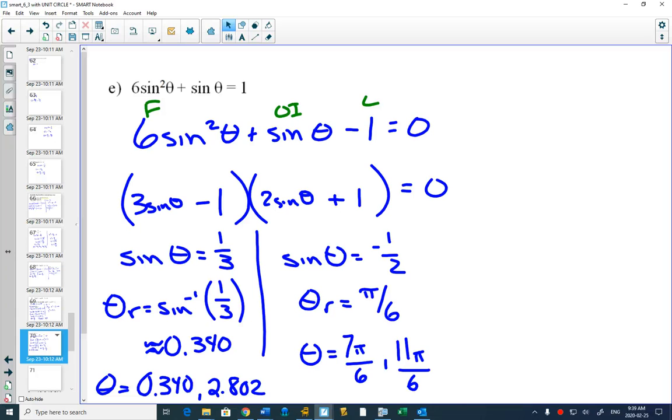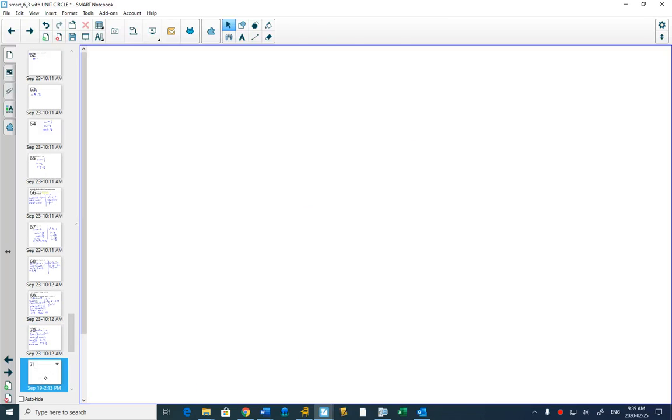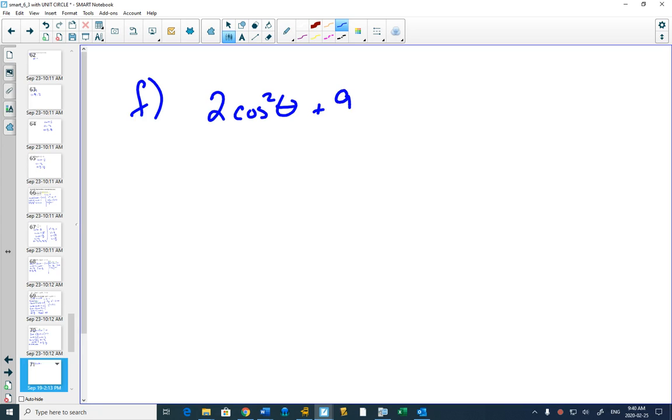Okay. So this is the first one with calculator that comes up. Another one with calculator, I'm going to call this F. We're going to choose 2 cos squared theta plus 9 cos theta minus 1 equals 0.